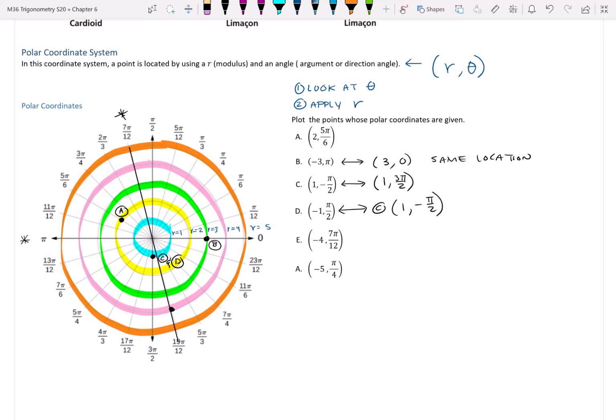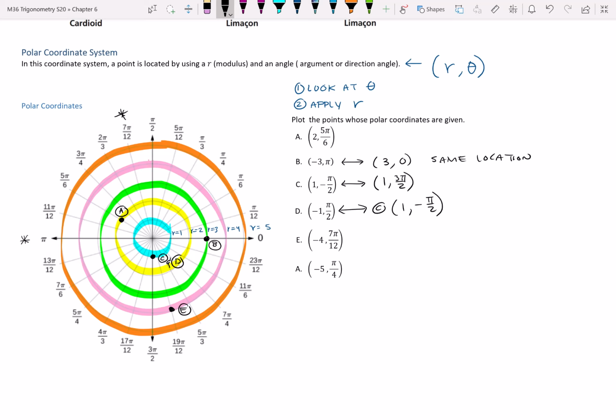So again, this is 7π/12, but since I reflected it, now I'm along 19π/12. And again, I'm still at the same r. r is still 4, except I reflected it because it's negative. So you reflect it if your r is negative. Okay, so that was E.